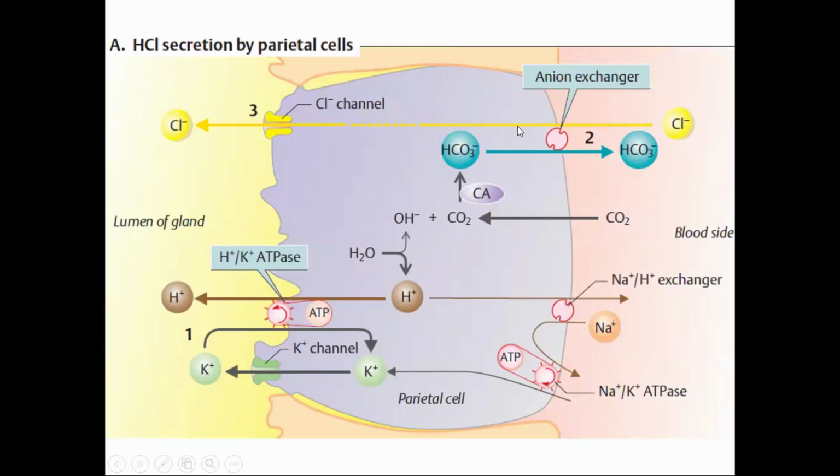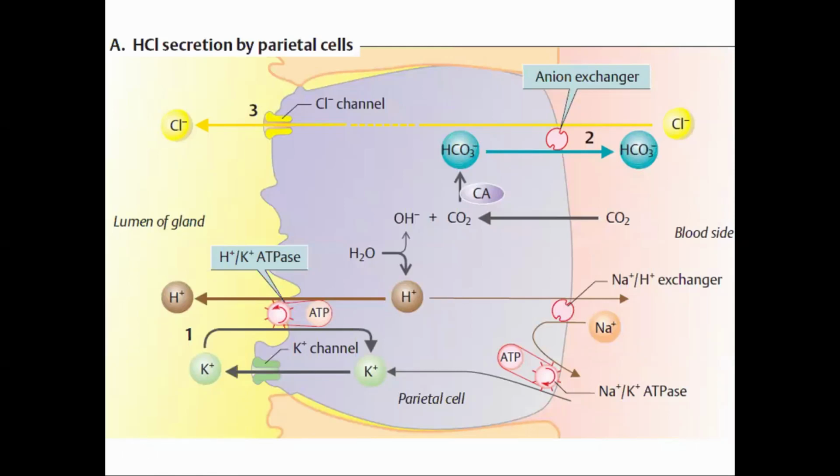The bicarbonate ion that goes to the blood side causes the blood pH to become alkaline, which is known as postprandial alkaline tide. The importance of this hydrogen potassium ATPase pump is that we are targeting drugs here.